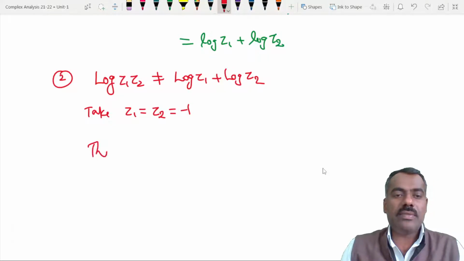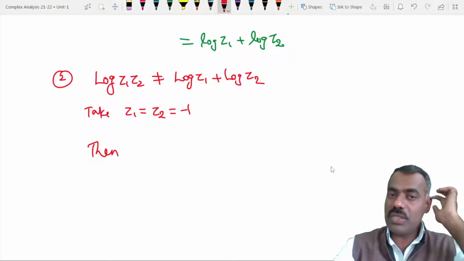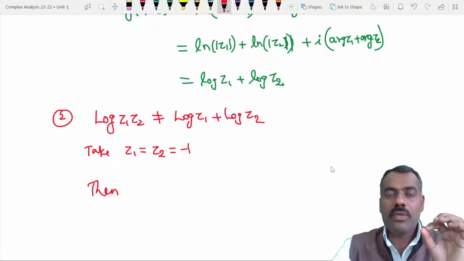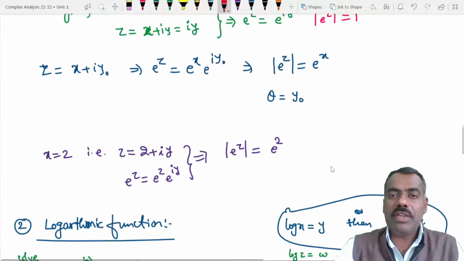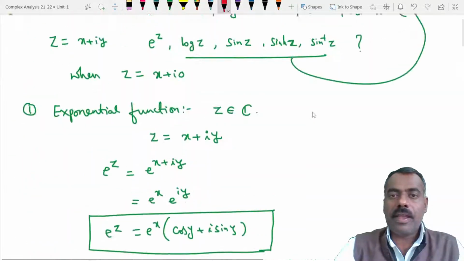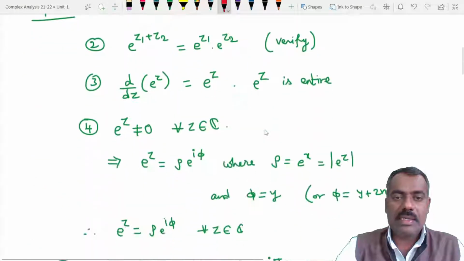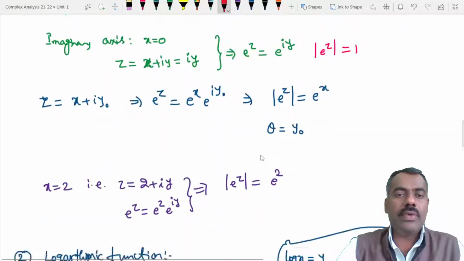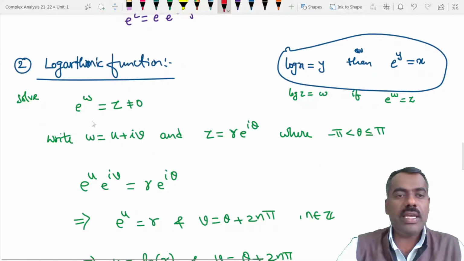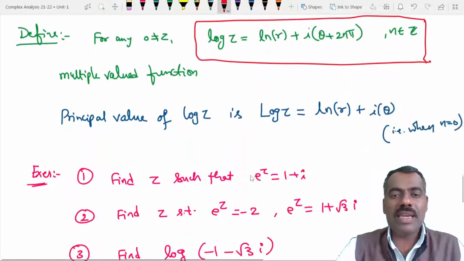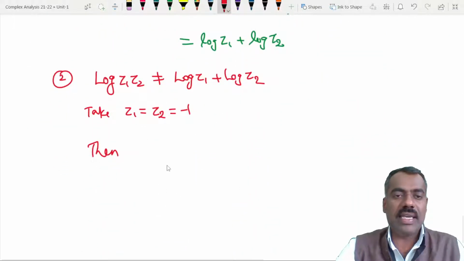Here we can also notice that for logarithm, when it comes to the real case, we talk about the logarithm of positive values. We don't talk about the logarithm of negative values. But here in complex, we can talk about the log of any non-zero complex number. So for example, log of minus 1 also makes sense here.